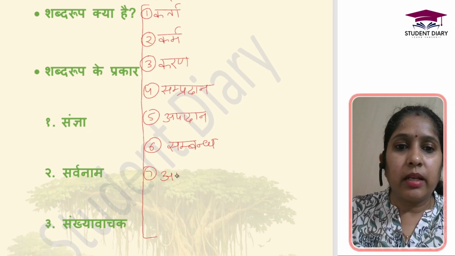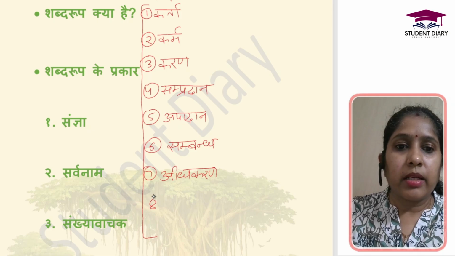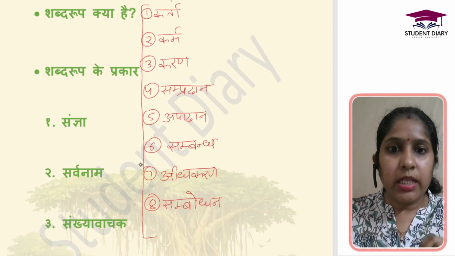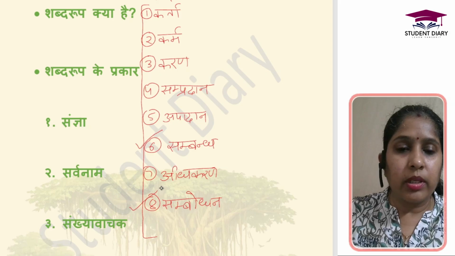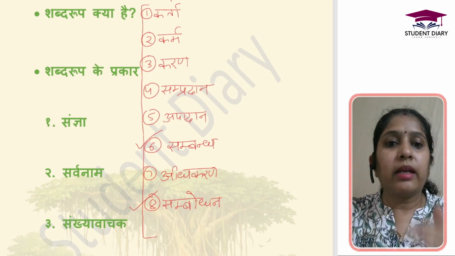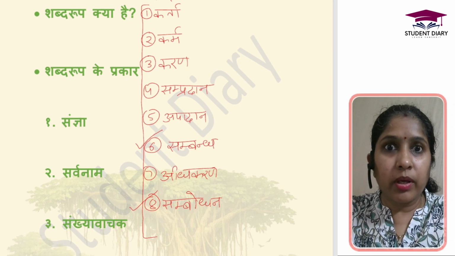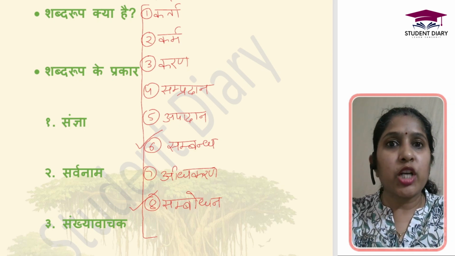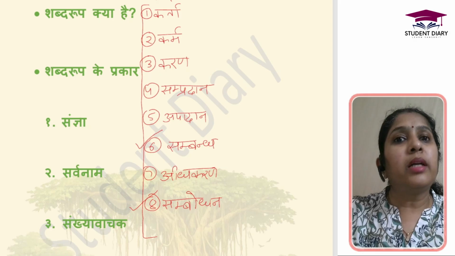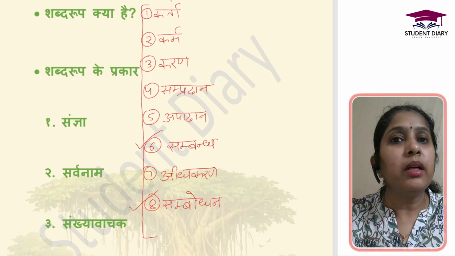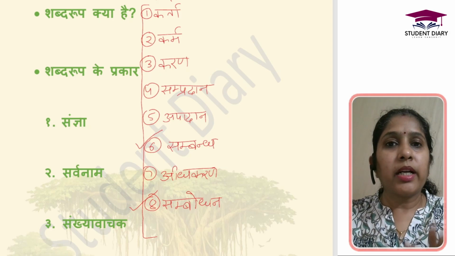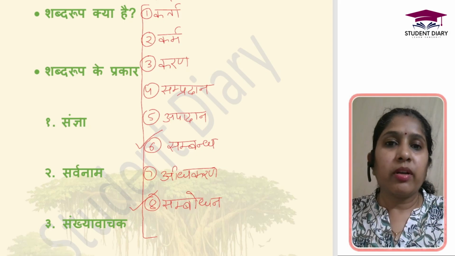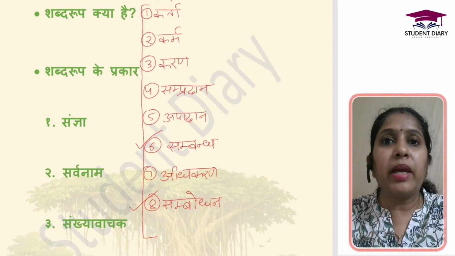Seventh is adhikaran, and eighth is going to be sambodhan. Fine. Now out of these eight, sambandh and sambodhan are not counted under the main karak, because these two are not directly related to the kriya, the verb. All the others are directly related to the verb, and that's why we call them the main karak.